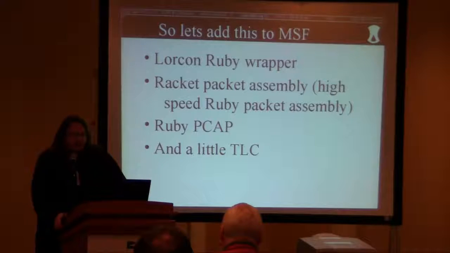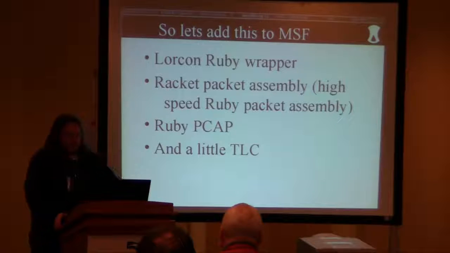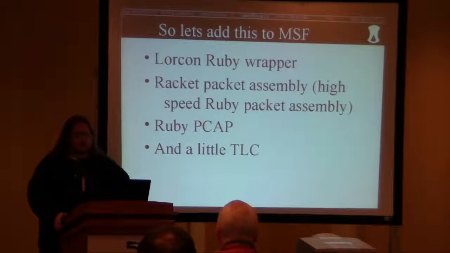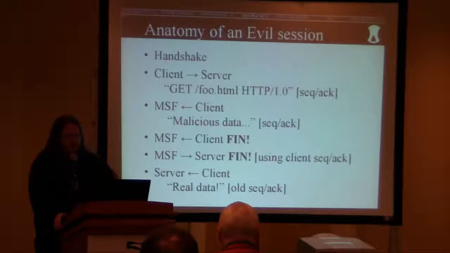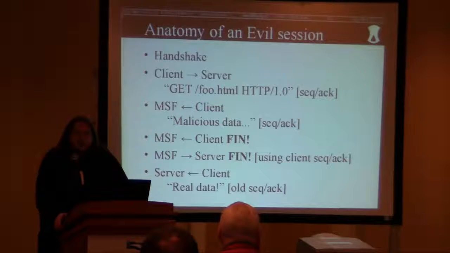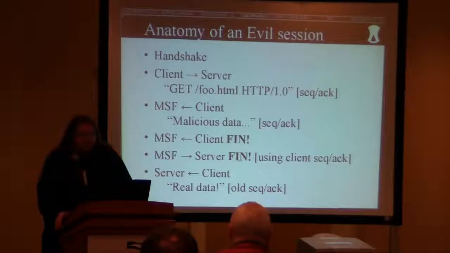So let's add this to Metasploit, because that's a good idea. Let's take something terrible and add it to something really awesomely terrible. There's a Ruby wrapper that uses Racket for packet assembly. It's high-speed packet assembly in Ruby, Ruby PCAP, and a little loving care. And you get Metasploit.